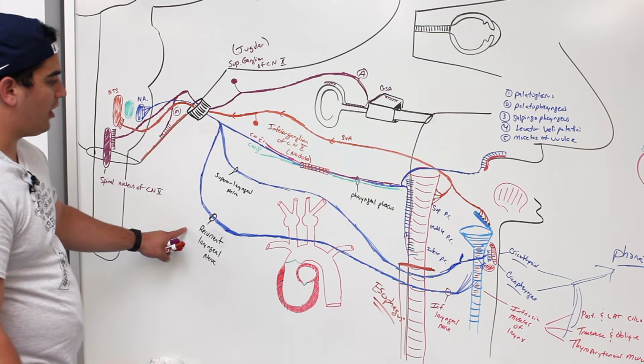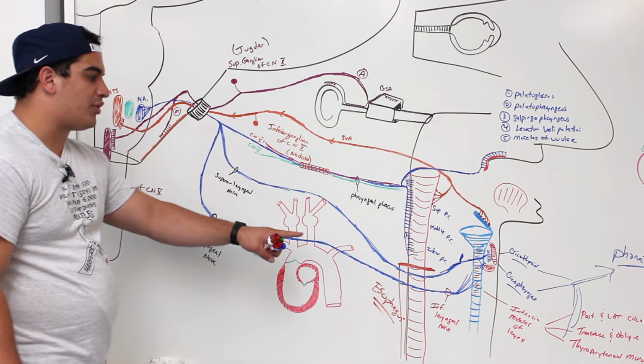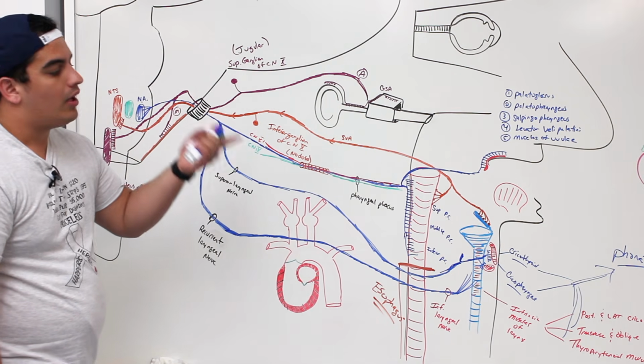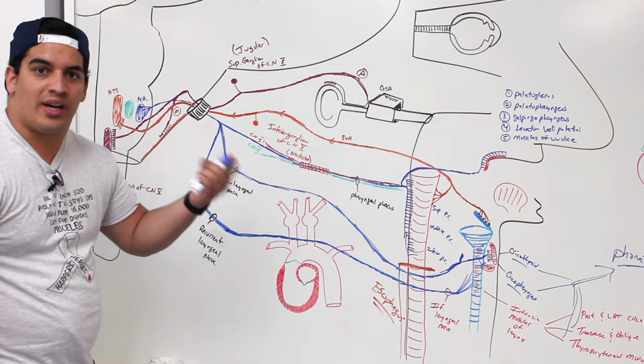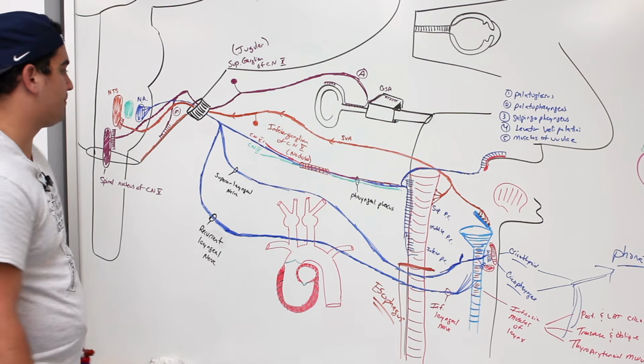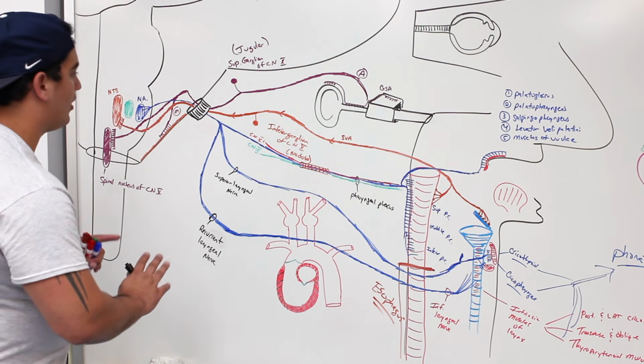Okay, but for right now, we know the recurrent laryngeal nerve gives off inferior laryngeal branches, which supply the intrinsic muscles of the larynx, like the posterior and lateral cricoarytenoid, the transverse and oblique arytenoid muscles, and the thyroarytenoid muscles. All right, cool deal.